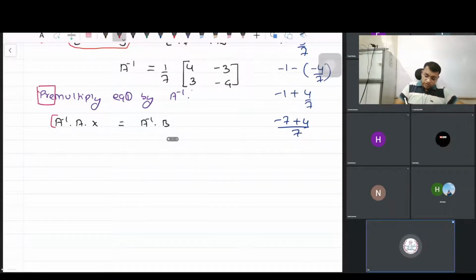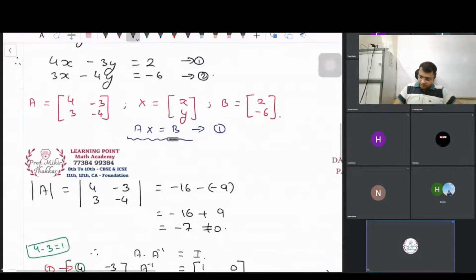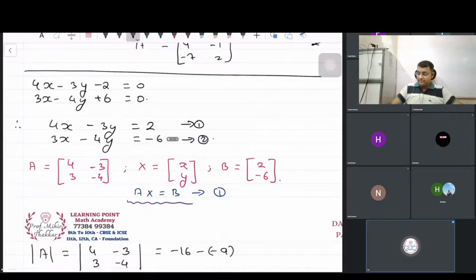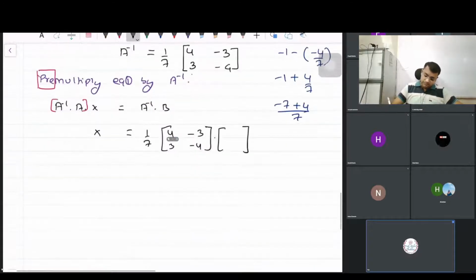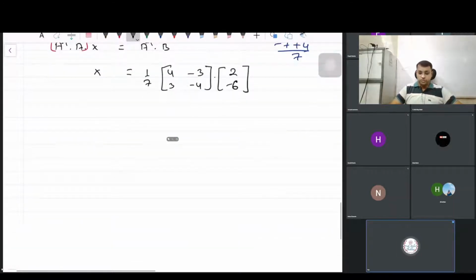This is now going to be equal to 1, or in fact I, and I into X is just going to be X. So let us write it just like that. A inverse is 1 by 7, 4, negative 3, 3, negative 4 multiplied by B. What was B? Yeah, it is 2 and minus 6. So it is 2 and negative 6 over here.